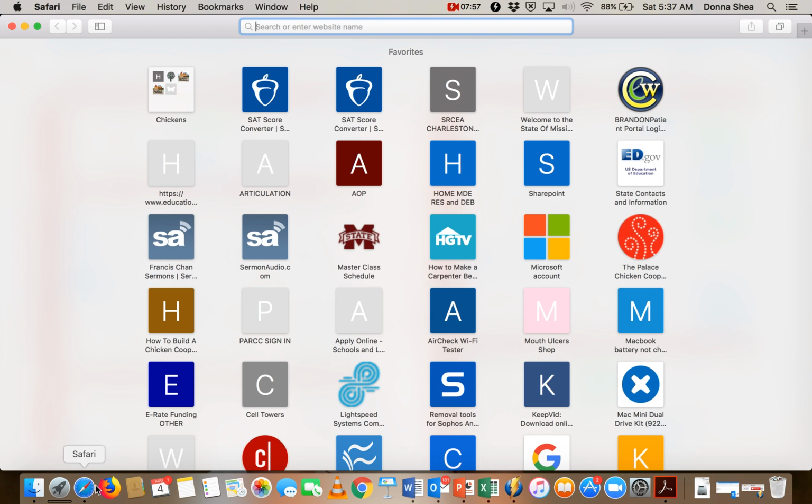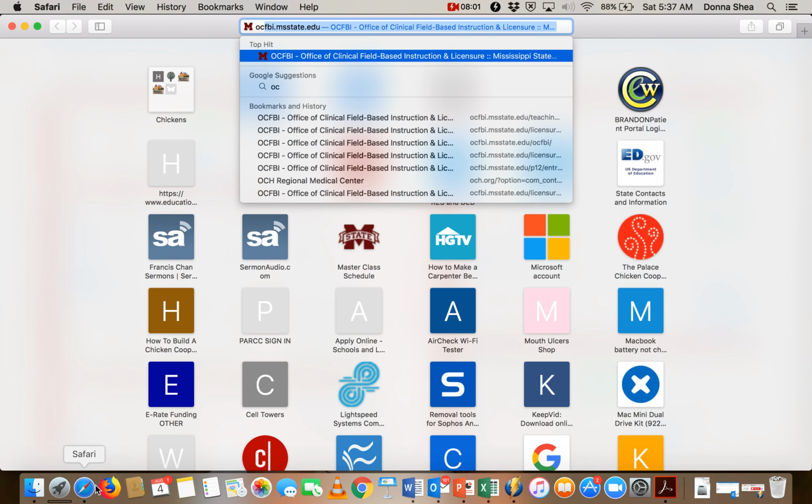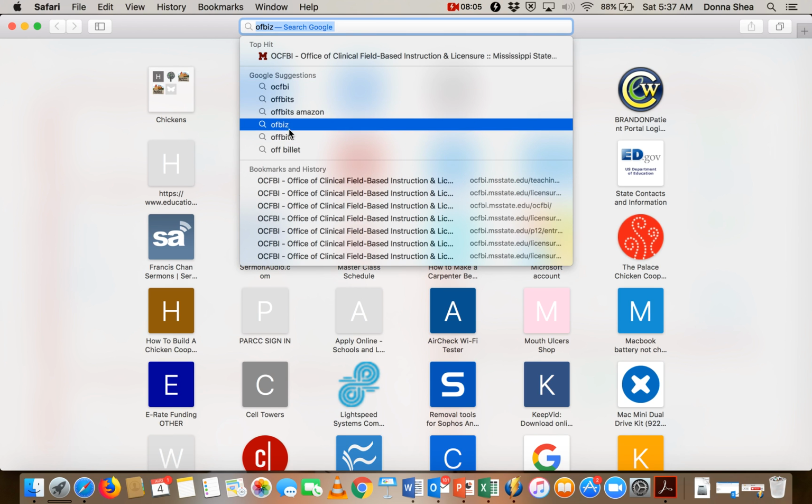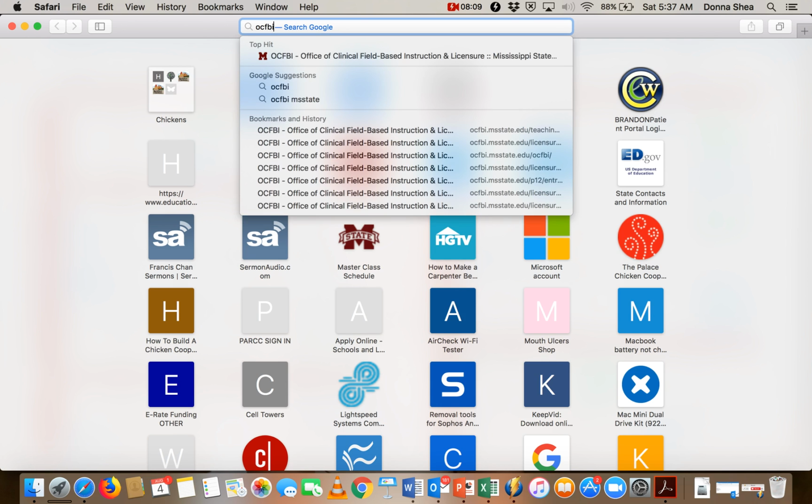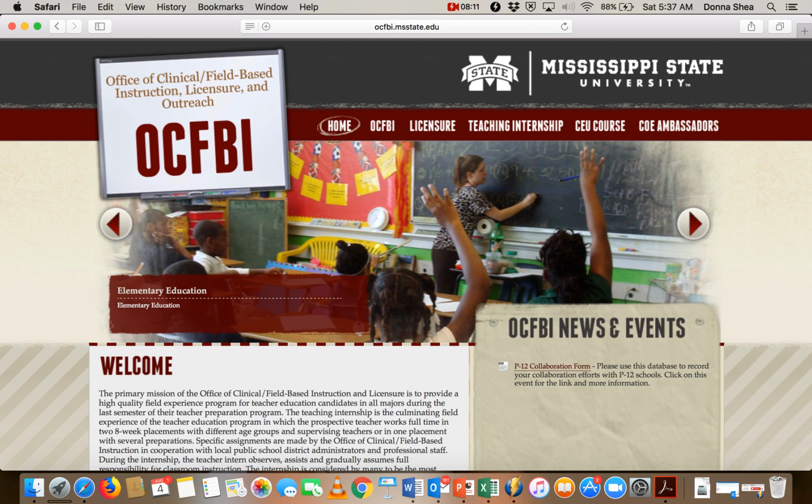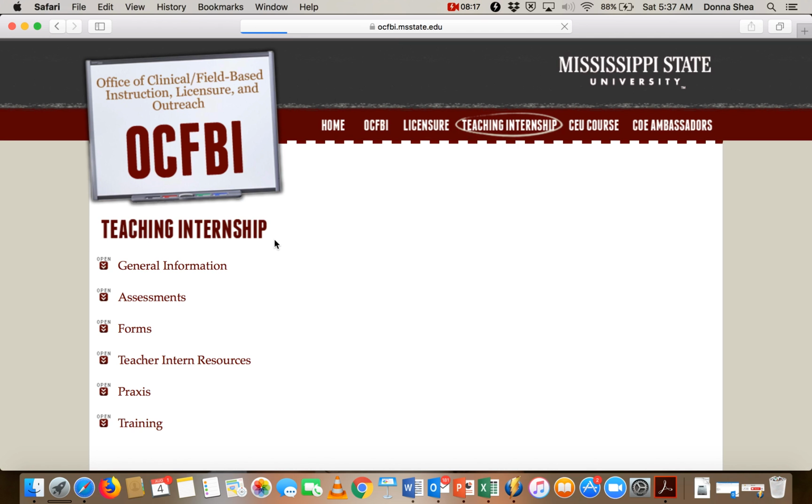And to look at and receive training on that instrument, you need to go to ocfbi.msstate.edu. When you get to that website, you're going to go to Teaching Internship. When you get there, you go to Training.